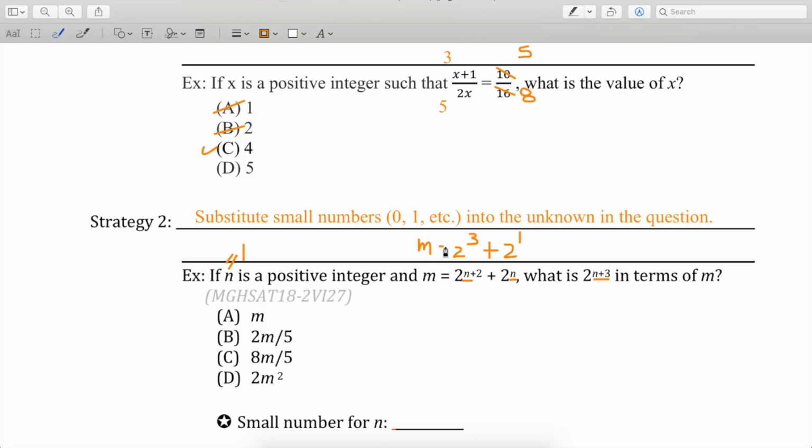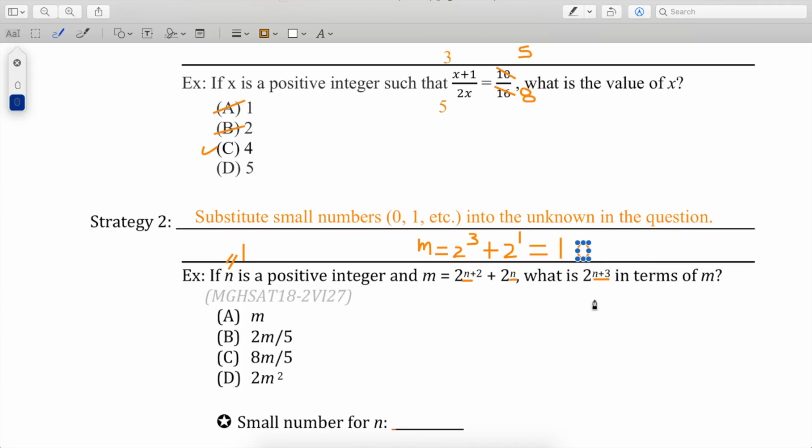Okay, so if n equals 1, then m equals this number, and we can solve what this number is. Let me draw an equal sign here. M equals 2 to the third power plus 2 to the first power. And 2 to the third power is 2 times 2 times 2, which is 8, and 2 to the first power is 2. So 8 plus 2 equals 10.